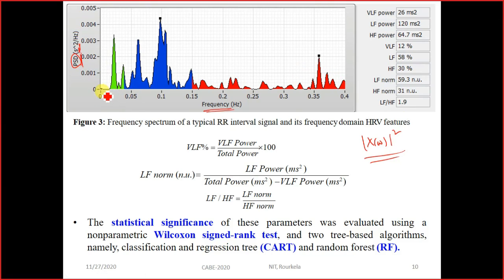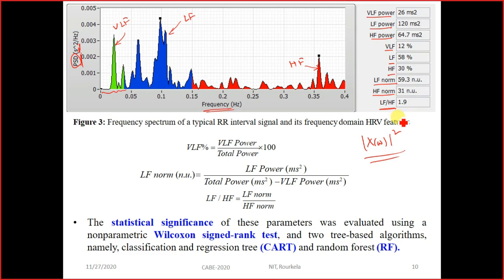Now according to the frequency component, this green highlighted area is the VLF region, very low frequency region. This blue shaded area is the low frequency region, and this red shaded area is the high frequency region. And from here you calculate all these powers. The software will calculate for you, so you get all this information from here. Then you have LF normalized unit, HF normalized unit, and LF by HF ratio.